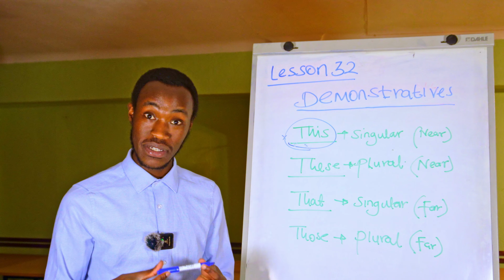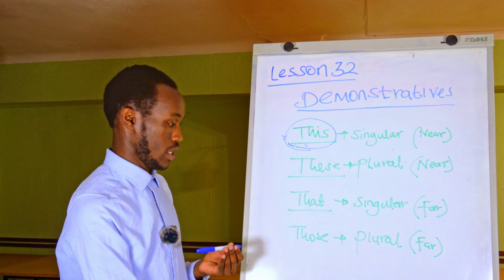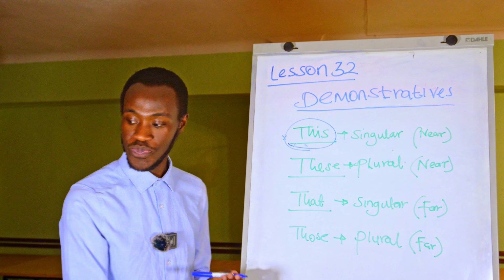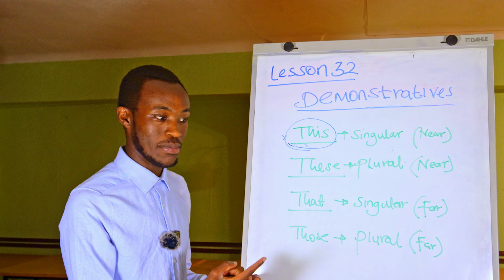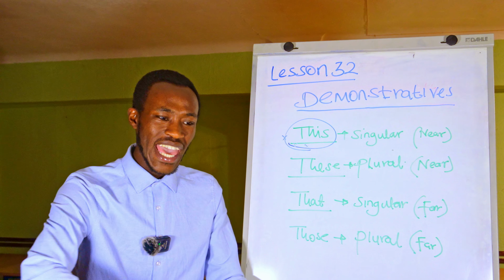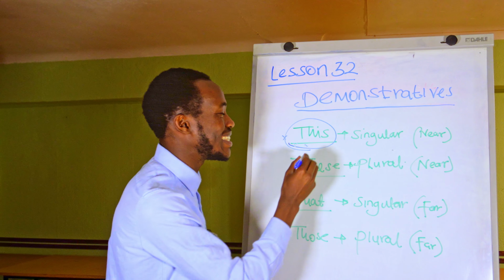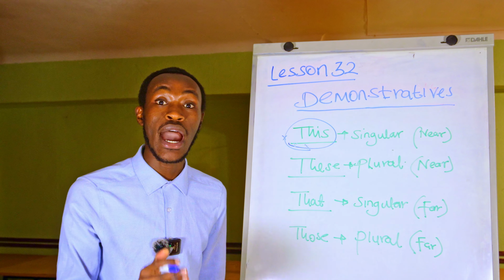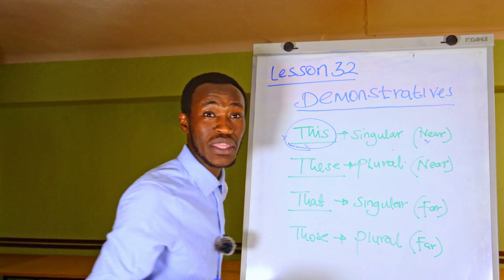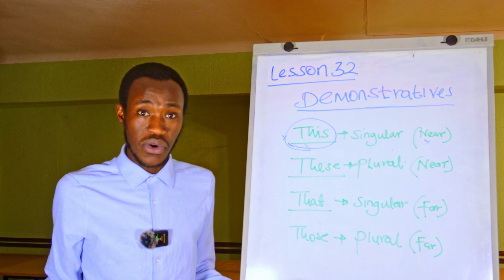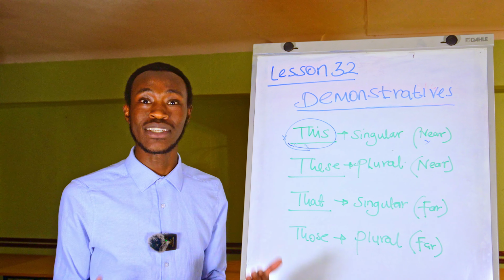This whiteboard marker, this lamp, this whiteboard, this chair, this bulb, this, anything that is within your proximity, you must use this. This, singular and near. Something that is near, within a range that is not far.